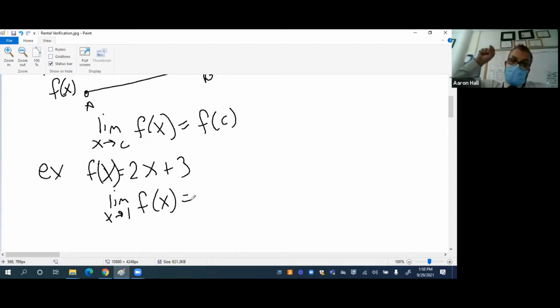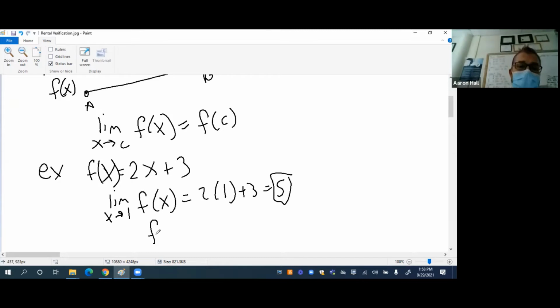As x gets closer and closer to 1 for this function, what does y approach? Yeah, we just plug it in, we get 2 times 1 plus 3, which gives us 5, so it's 5. Is f of 1 5? Yeah, so this is continuous. It's continuous at the point C.